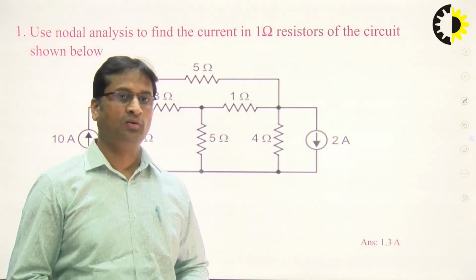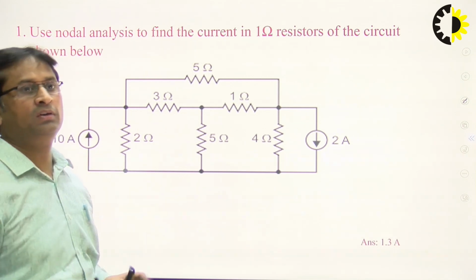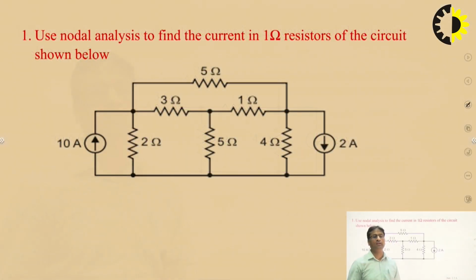This is one of the problems in which you have to find the current in the 1 ohm resistor of the given circuit using the nodal analysis technique. We all know that the nodal analysis technique is based on Kirchhoff's current law, so we have to apply the KCL at a particular junction. First of all, in a particular circuit, we have to know how many nodes are there.